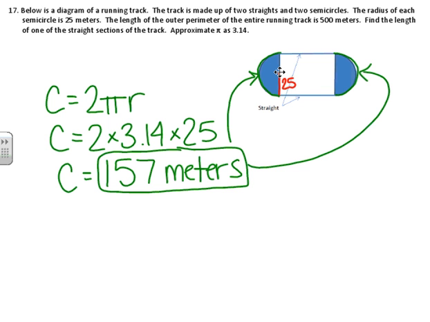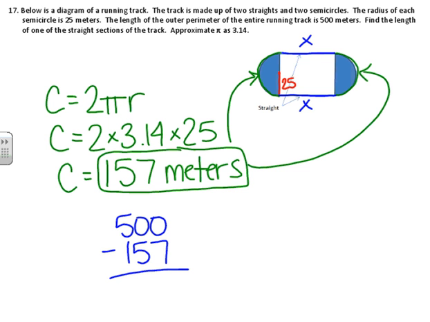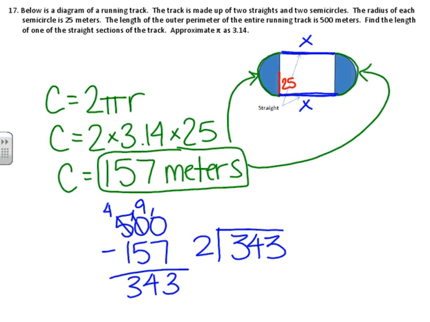So now I need to figure out what each of those would be. So I can do the total amount, which was 500, and subtract out the 157. Okay, so that's going to give me 343. Now that's both the top and bottom straight sections. So to get just one of the straight sections, we are going to divide it by 2.